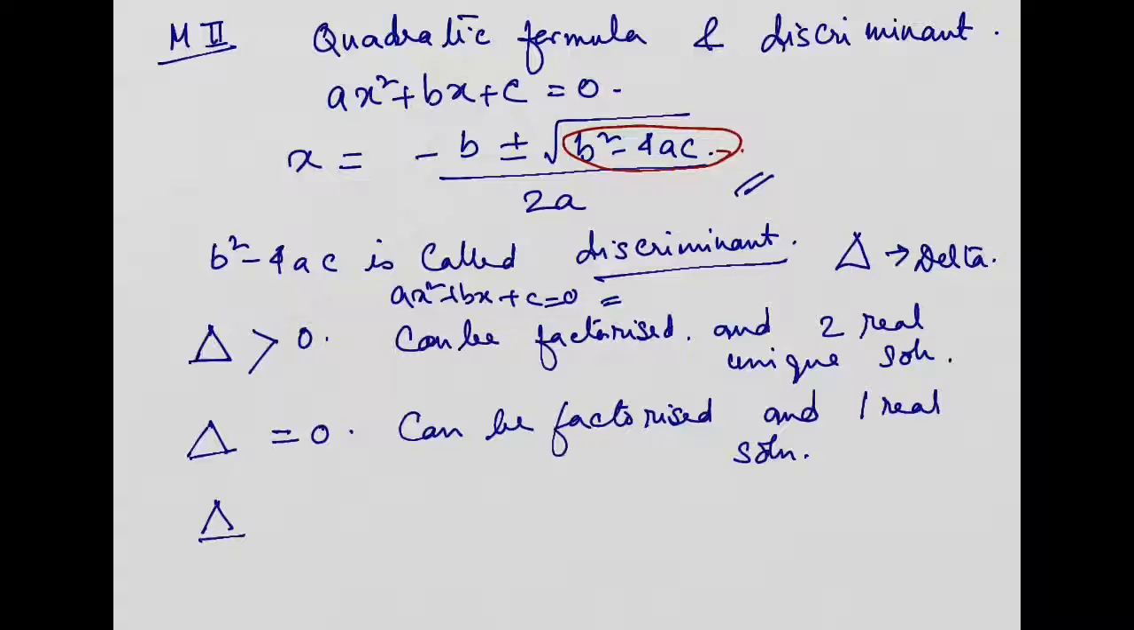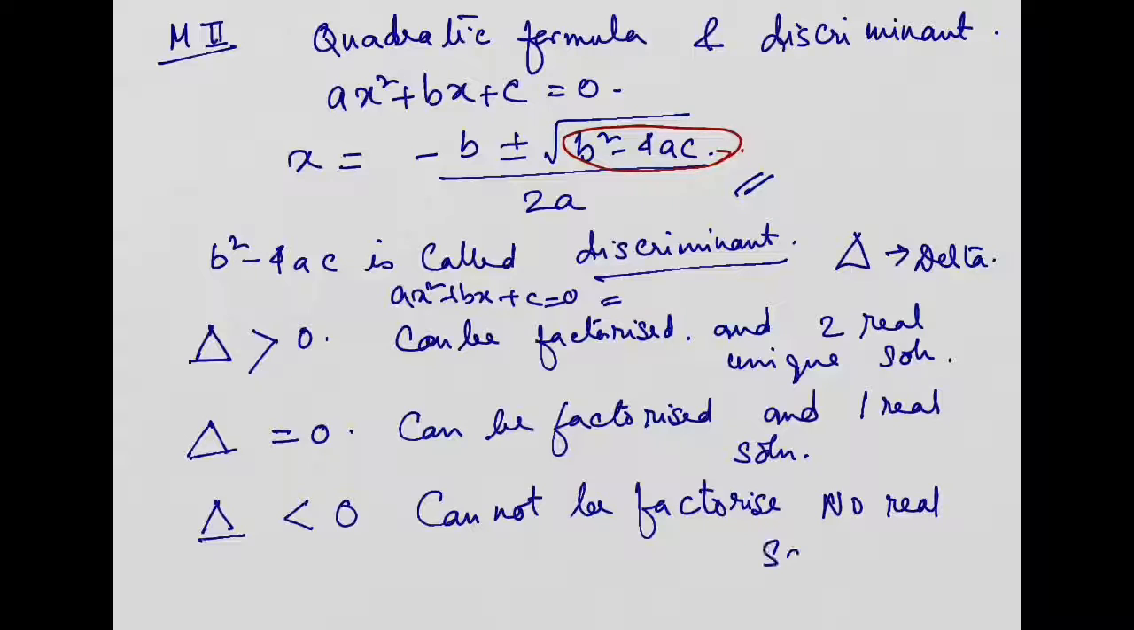And when the discriminant is less than 0, there is a quantity less than 0 under the square root, which is not a real number at all. So in that case, the expression ax squared plus bx plus c equals 0 cannot be factorized and no real solution exists.